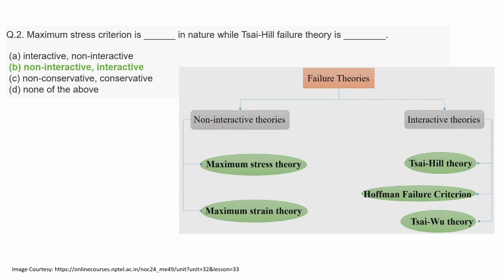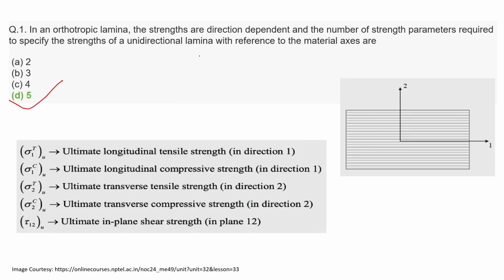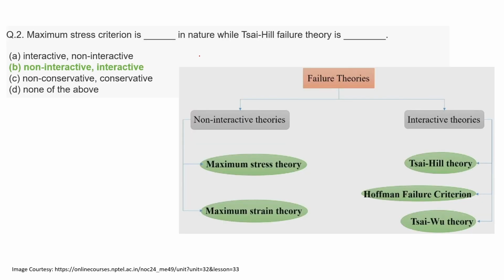Whereas in interactive theories, the strength parameters are interactive to each other. That means at one point there can be a failure due to longitudinal stress and also due to shear. So when more than one strength parameters are interacting, that time we use the interactive theories and these are the examples. So what is asked in the question, the maximum stress criteria is a non-interactive theory and Tsai-Hill failure theory is an interactive theory.